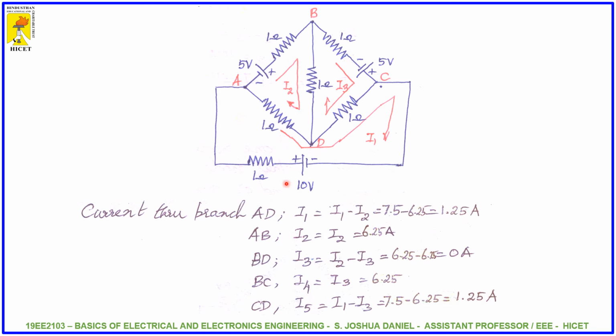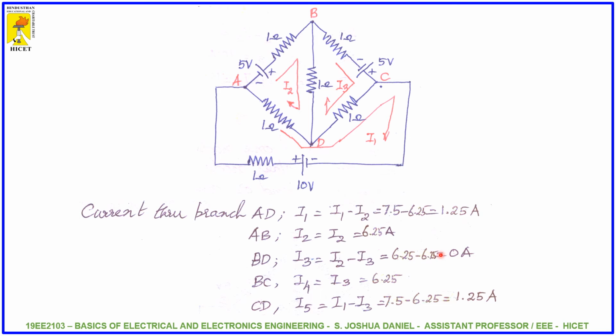And in CD, we have I1 current as well as I3 current. So I1 minus I3. These both currents are in opposite direction, so we subtract, right? So 7.5 minus 6.25, which is nothing but 1.25 ampere. So this is how we found out the various branch currents for the given circuit.